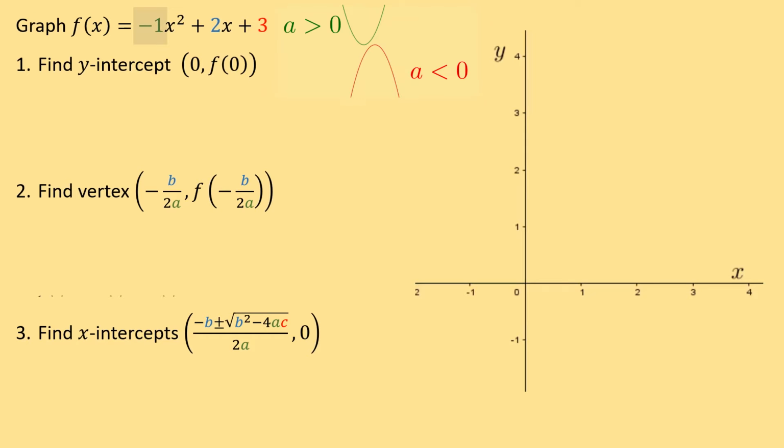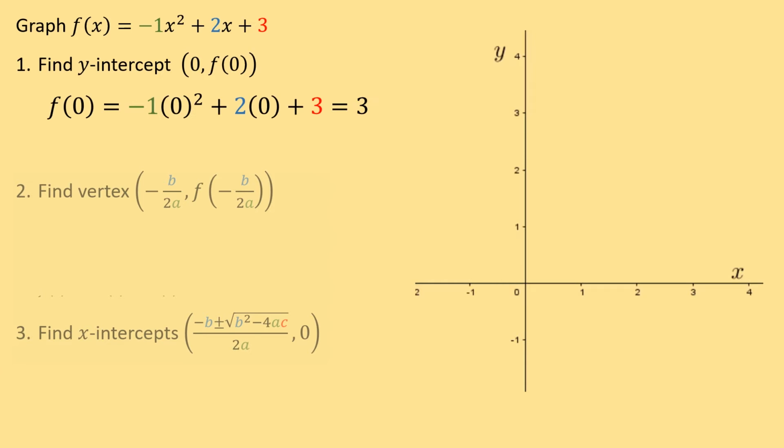Since our a value is negative here, we know that our quadratic is going to open down. Next, let's find our y-intercept. Quite simply, we plug 0 in for x within our function, and the value that we get back is going to be the y value of our y-intercept. So when we plug 0 in for x, we get negative 1 times 0 squared plus 2 times 0 plus 3. Since the negative 1 times 0 squared and 2 times 0 are both 0, we're just left with 3. In other words, our y-intercept is 0, 3.